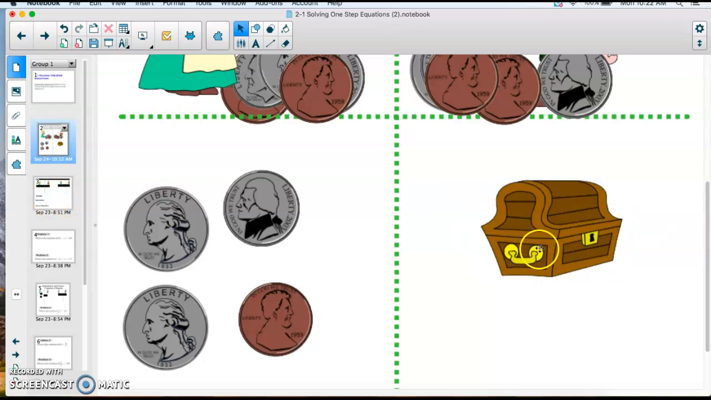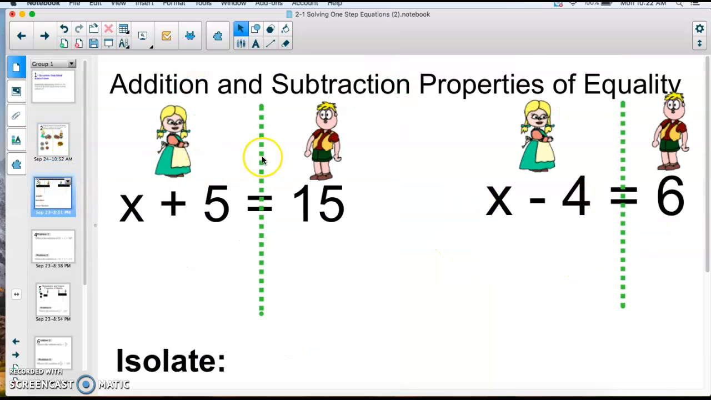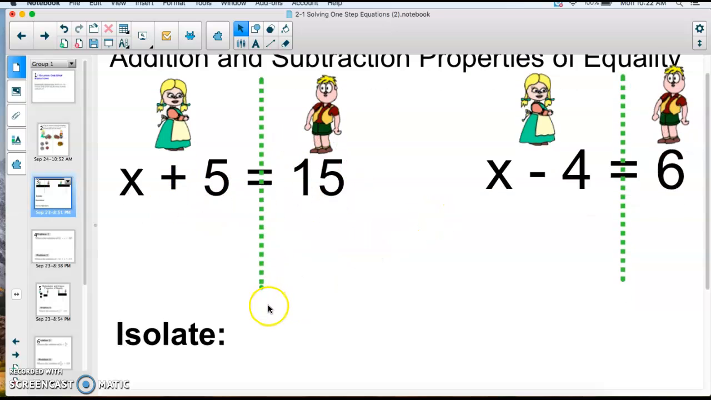Now this chest kind of acts as a variable for us, right? So our first couple properties here are addition and subtraction. Basically, we want to isolate the variable, and isolate just means get by itself, right? If somebody feels isolated, they're by themselves. So isolate means to get the variable by itself. So we're going to try to get everything else over to the other side of the equal sign.